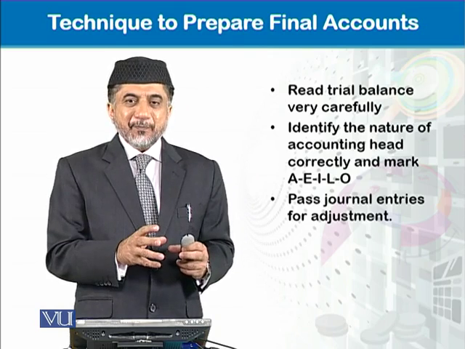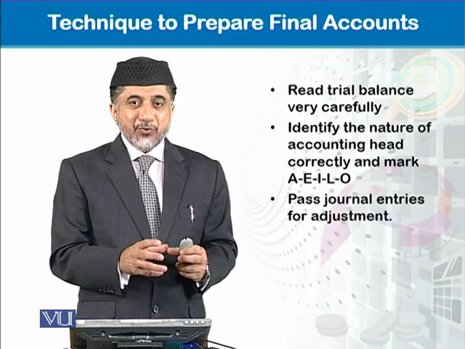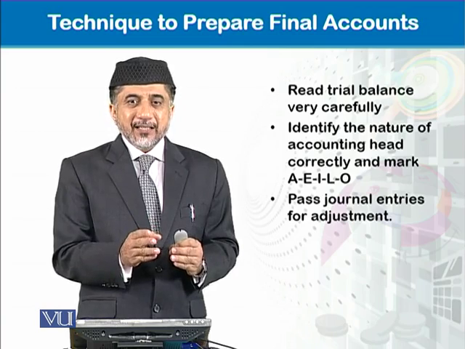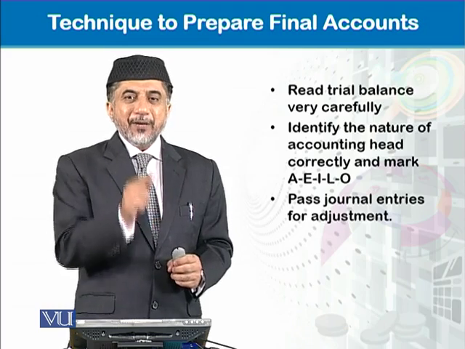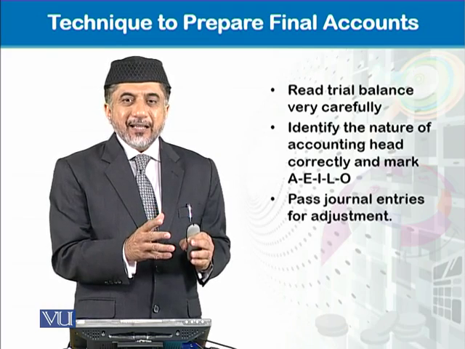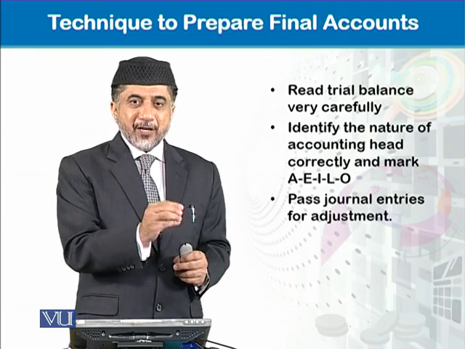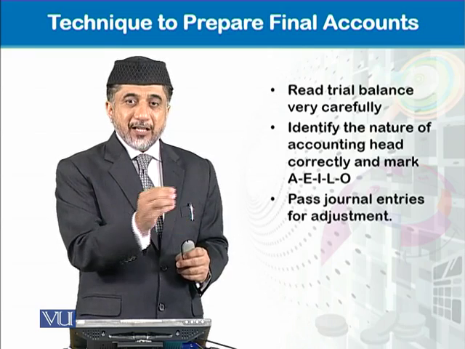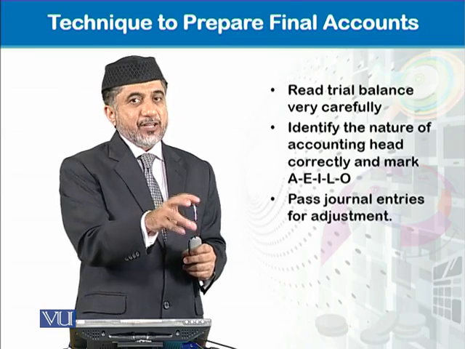Well, then pass journal entries for the adjustments. Because the adjustments are the other information which is given beyond or outside the boundaries of the trial balance. Within the trial balance, we get information for which we have already done accounting or bookkeeping during the year. We have prepared books of accounts. We have posted those books of original entry items in the ledger accounts. And from those ledger accounts, we have extracted a trial balance.